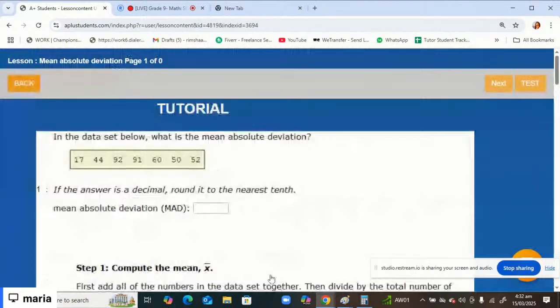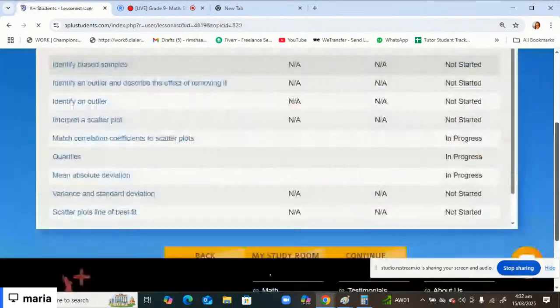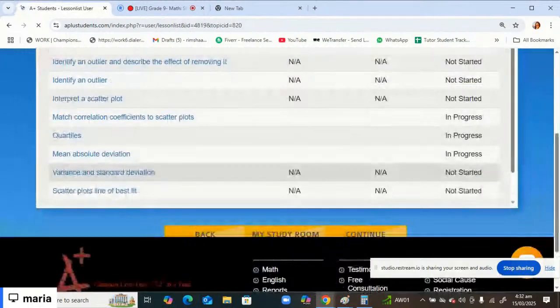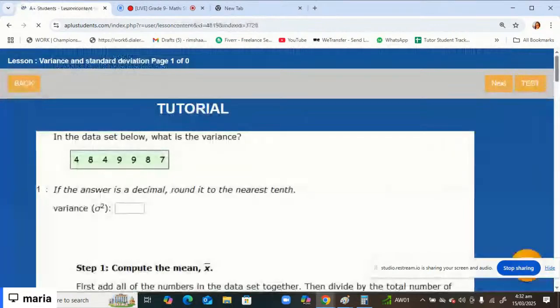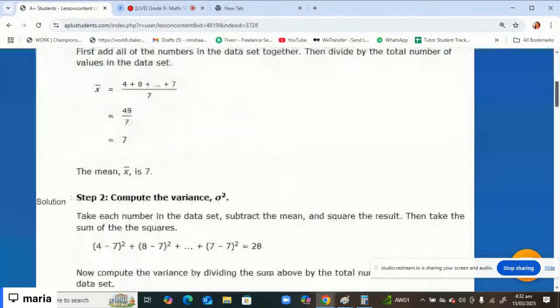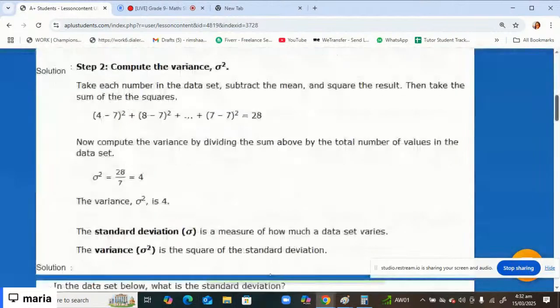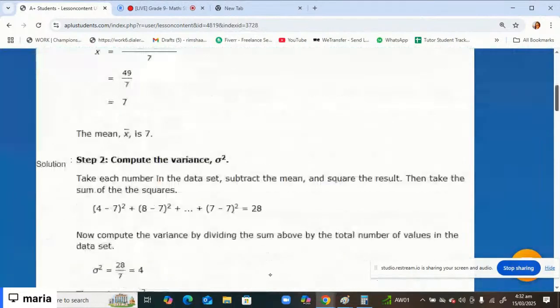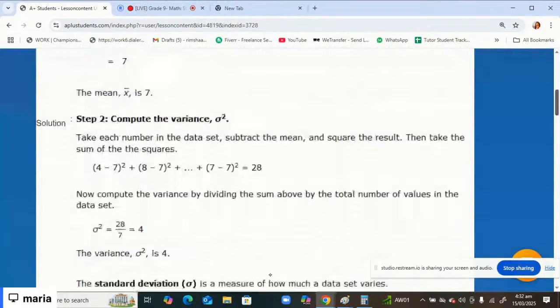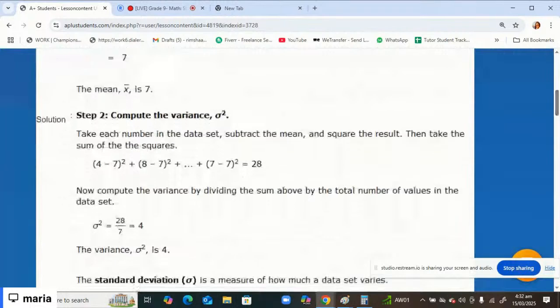Let's discuss the last lesson of the day, which is the variance and the standard deviation. Okay, let's start. So, what is the variance and what is the standard deviation? Look at the data here. They are saying to find the variance. There is a proper formula for the variance and the standard deviation as well. The same thing: first, we find the mean. Then we subtract the mean from each value in the data set, take the square, and then take the sum.